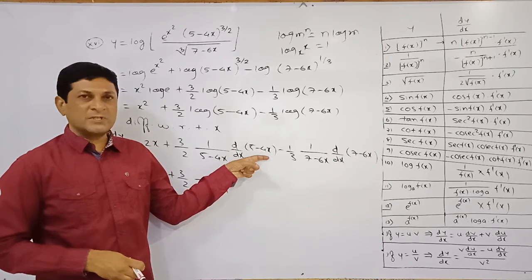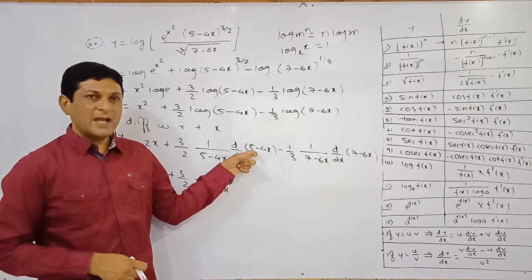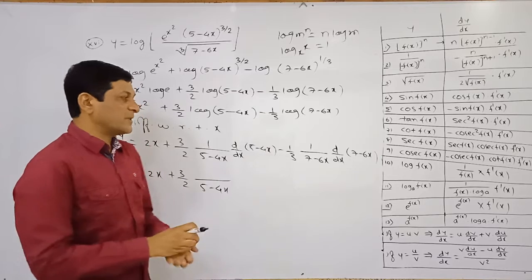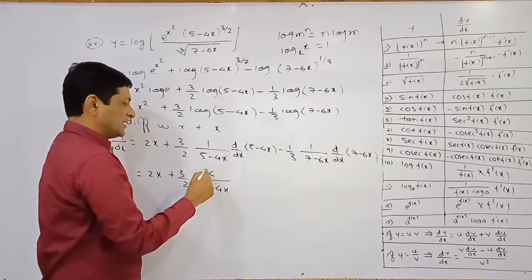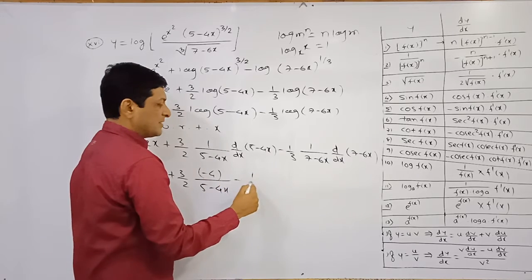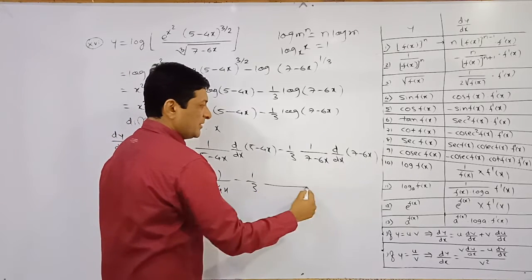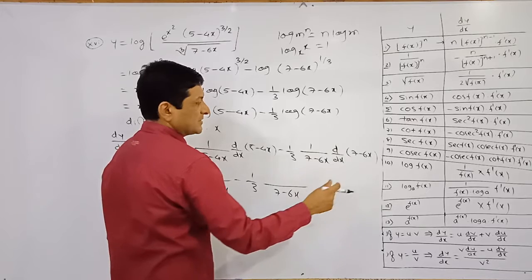Now we are finding the differentiation of this term. What is the derivative of 5? 0. And the derivative of minus 4x is minus 4. And minus 4 into 1 will become here minus 4. Minus 1 by 3, keep it as it is. Here in the denominator 7 minus 6x, keep it as it is.